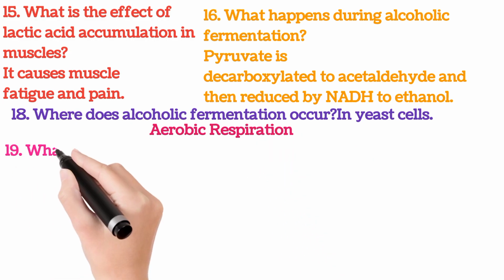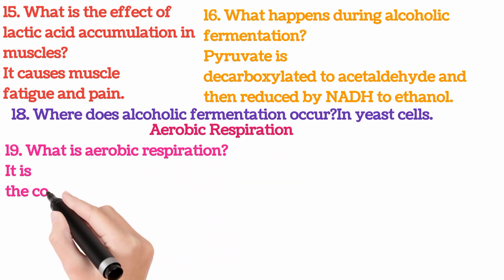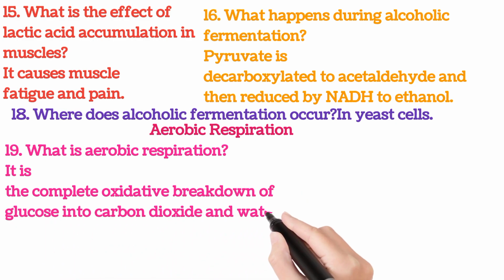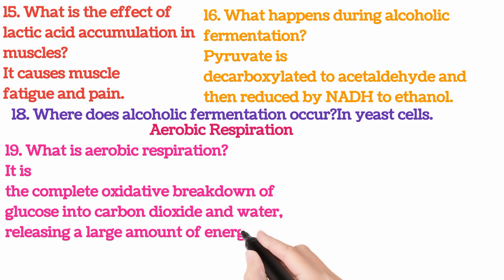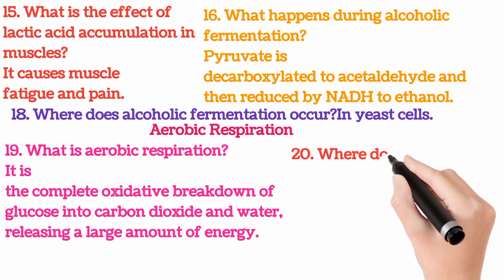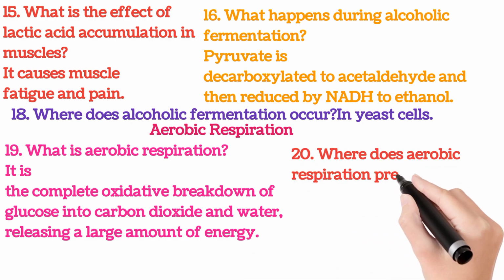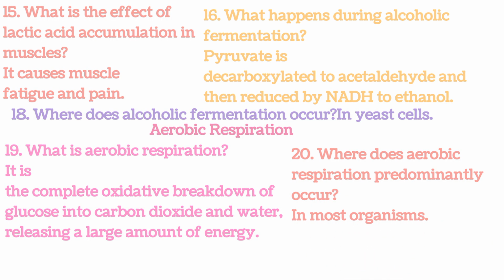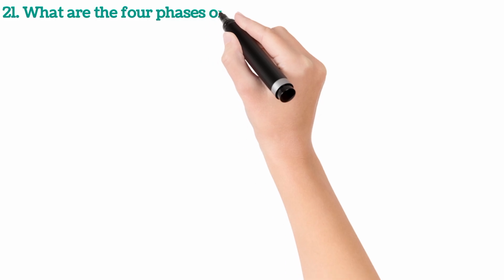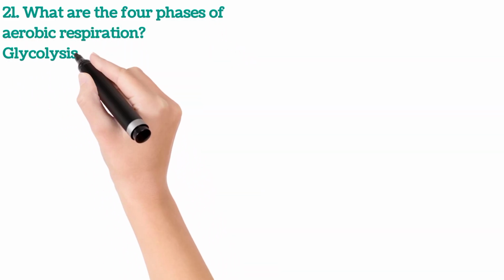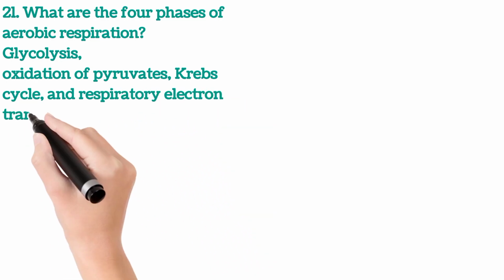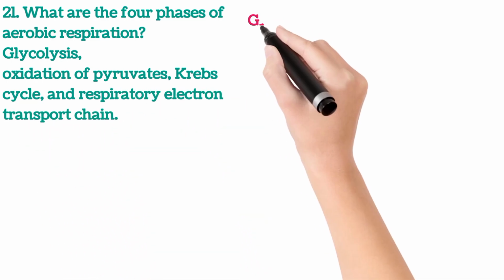19. What is aerobic respiration? It is the complete oxidative breakdown of glucose into carbon dioxide and water, releasing a large amount of energy. 20. Where does aerobic respiration predominantly occur? In most organisms. 21. What are the four phases of aerobic respiration? Glycolysis, oxidation of pyruvates, Krebs cycle, and respiratory electron transport chain.